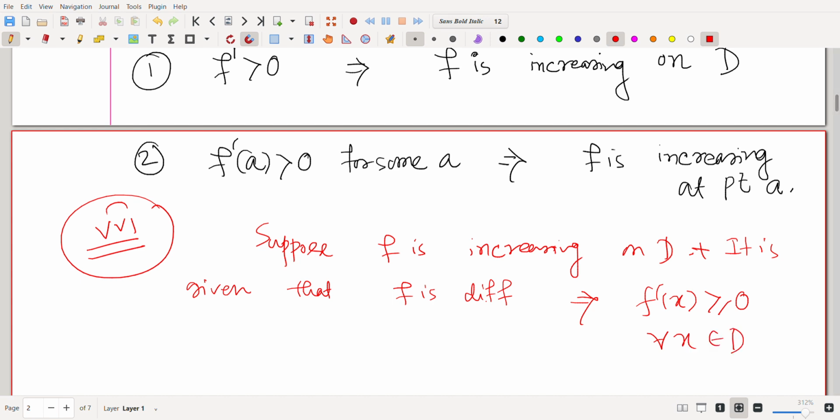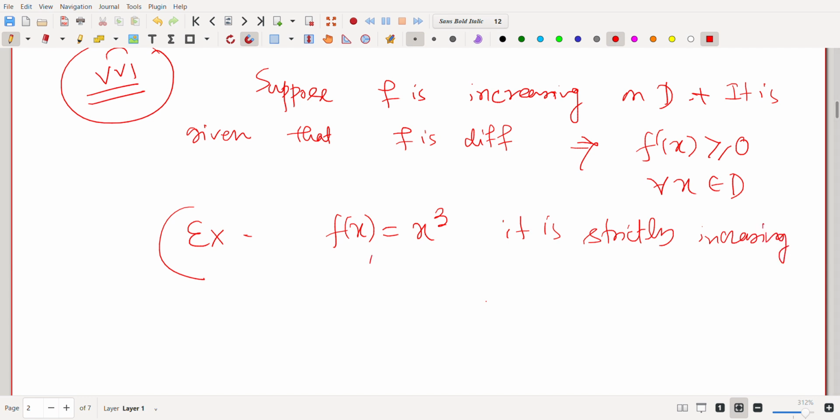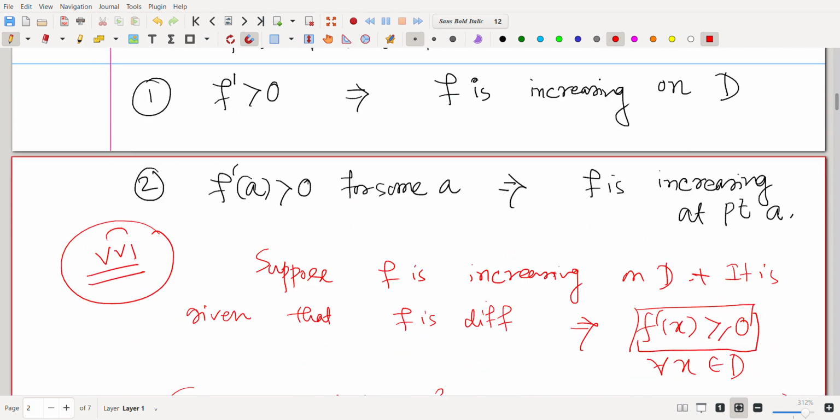Not strictly. Even if f is strictly increasing on D, it can happen that f prime x is 0 at some point. Example, f x equal to x cube. It is strictly increasing, but f prime 0 is 0. So that's why the condition is greater than or equal to for the converse case. And similarly you can do it for the decreasing case also.